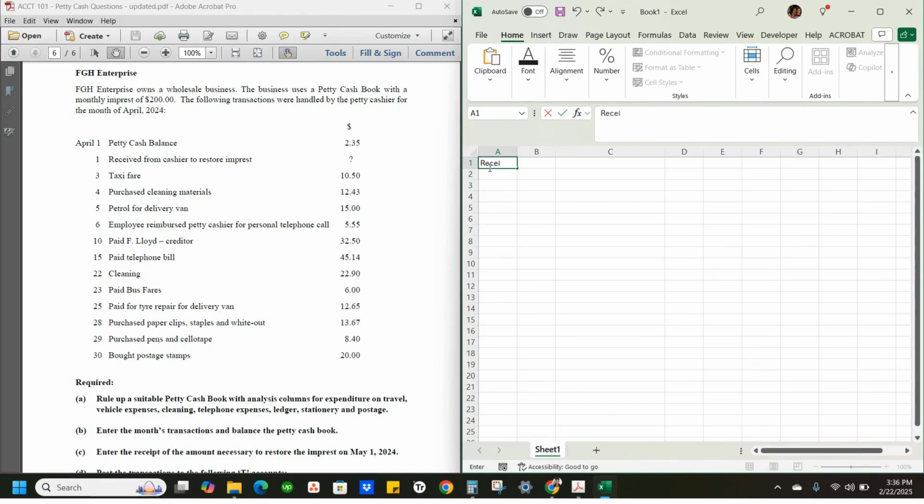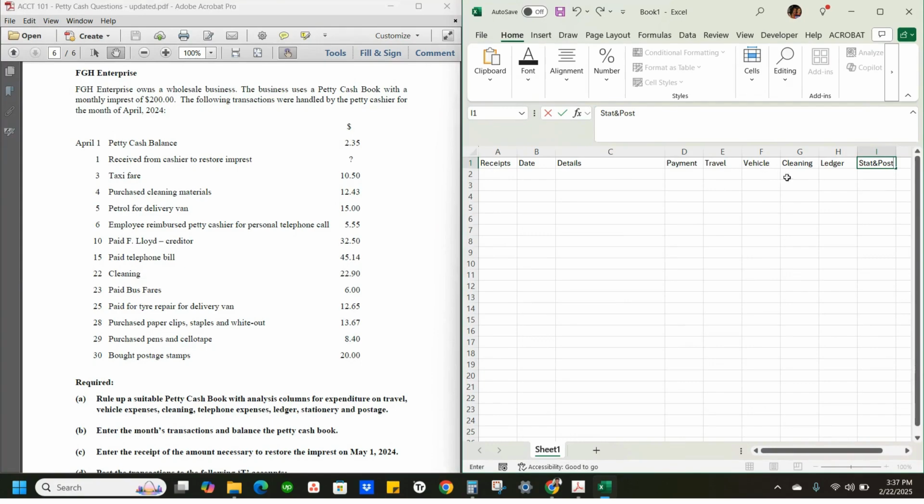We first start writing our column headings. So we have receipts, as I said before. We're not going to enter a folio column in this one, so we want to skip that onto the date column. Then we have our details. Payment. This is where we would enter all the payments based upon what we read, our expenses, I should say. Now we will enter our analysis columns that they give us. We have travel, vehicle, cleaning, ledger, stationery, and postage. That one is pretty long, so I'm just going to shorten it.